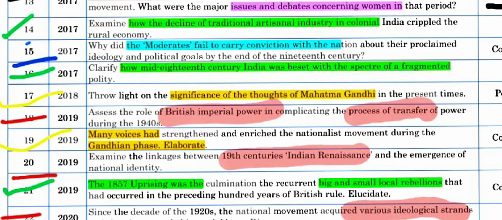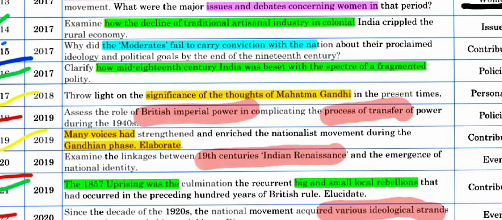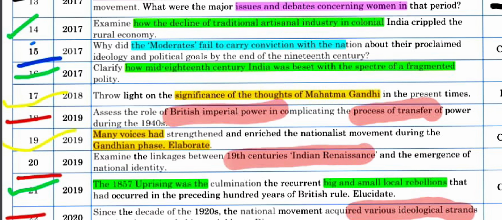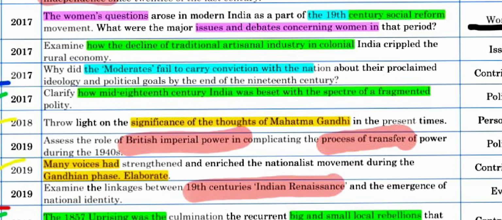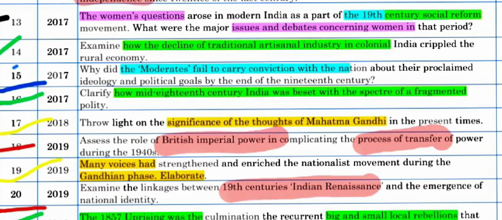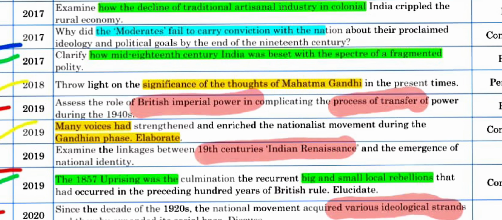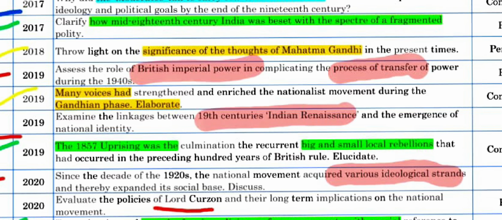Now, once again, question 16, as I mentioned, they are focusing on the mid 18th century. Look at this question 16. Clarify how mid 18th century India was beset with the spectre of fragmented polity. Interestingly, they are speaking about mid 18th century India and how there was a fragmented polity then. Again, the reasons are clear. There were big and small local rebellions.